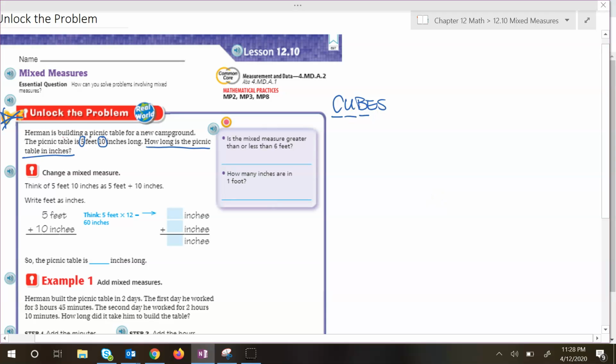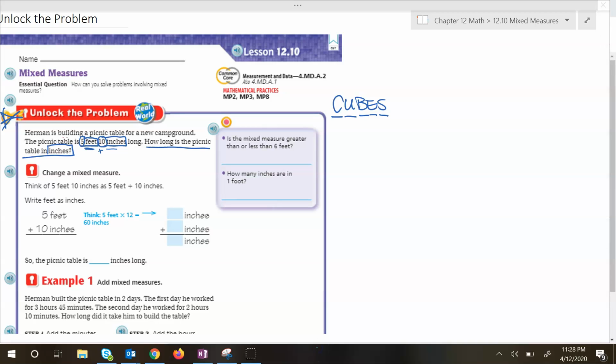We want to box the key words. We have 5 feet and inches. How long is this in inches? So they want us to convert this right here into inches and then add it to what we already have here. And then evaluate, which is something I just did, and then solve the problem. So we're going to continue down here. They're going to walk us through it.